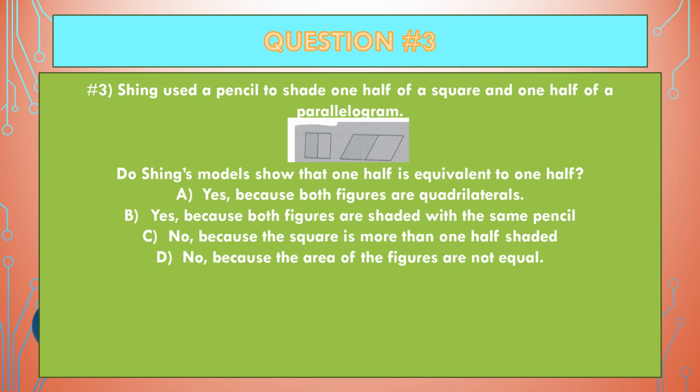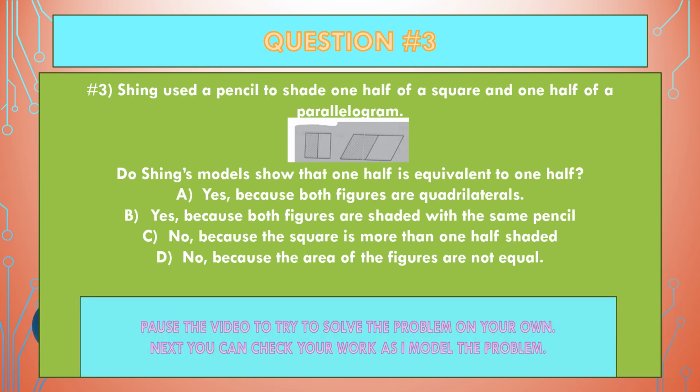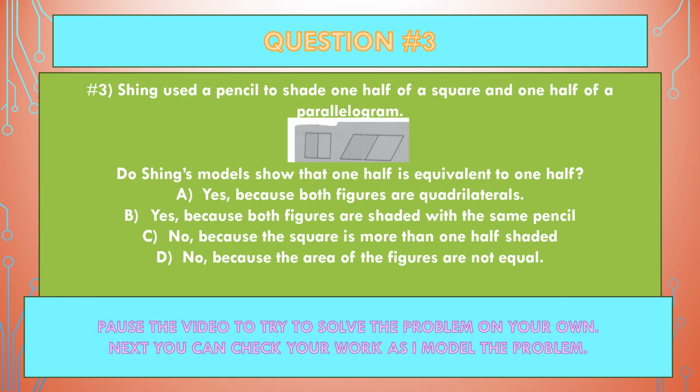Okay. Answer choice A says yes, because both figures are quadrilaterals. Answer choice B says yes, because both figures are shaded with the same pencil. Answer choice C says no, because the square is more than 1/2 shaded. Answer choice D says no, because the area of the figures are not equal. Now, I want you to think about that. Pause the video. Go ahead and try to solve this on your own. Next, you can check your work as I model the problem.